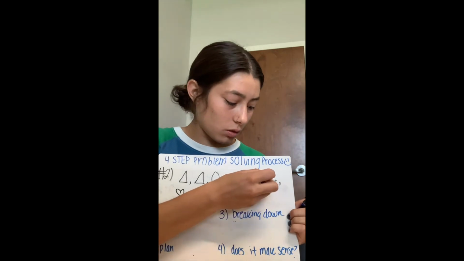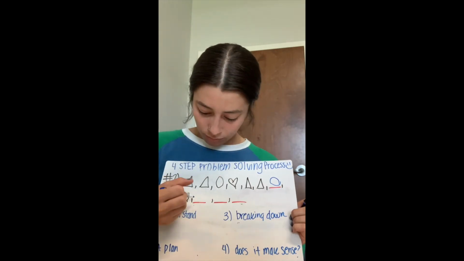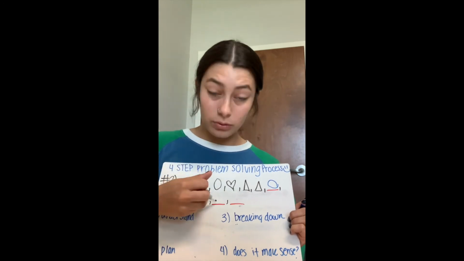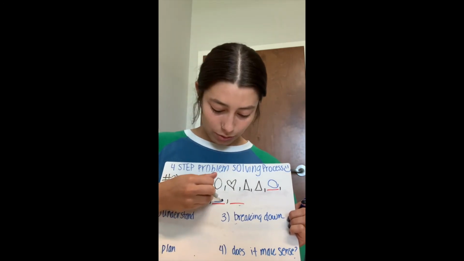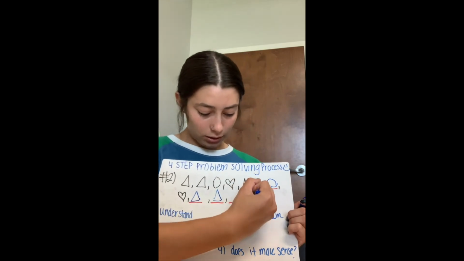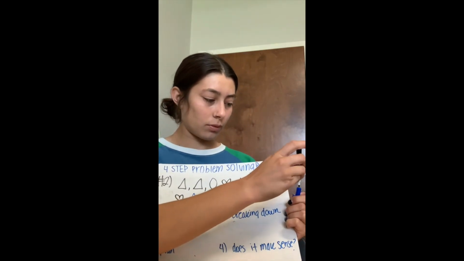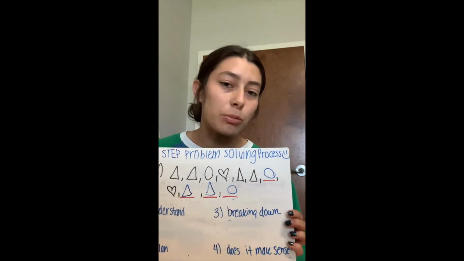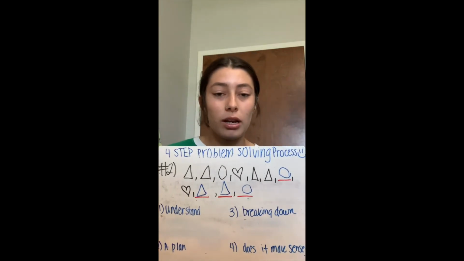which gives us a missing circle here and the heart, right? So then what comes next is a triangle, and then again a triangle, and lastly the circle again. And then, does it make sense, right? It's our last step. It's looking back, making sure it's right.